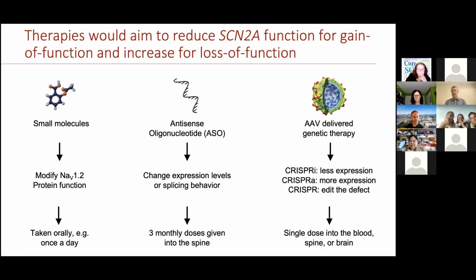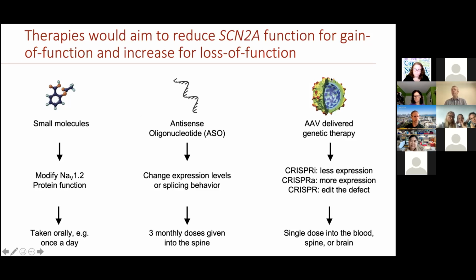And then similarly, SCN2A is very similar to SCN1A, SCN3A, SCN8A, all of which have critical functions in the brain. And so for that small molecule to be successful, it needs to be very, very specific to SCN2A. And that's something people are working on, but it is a very challenging problem.